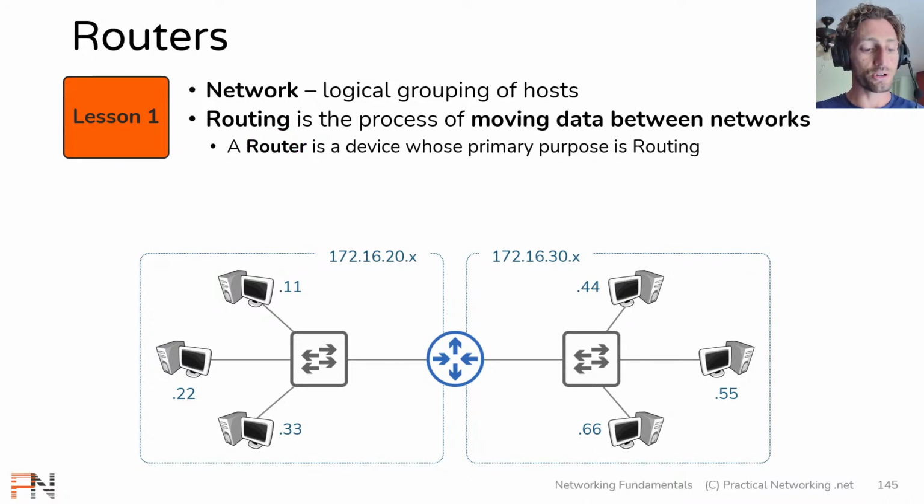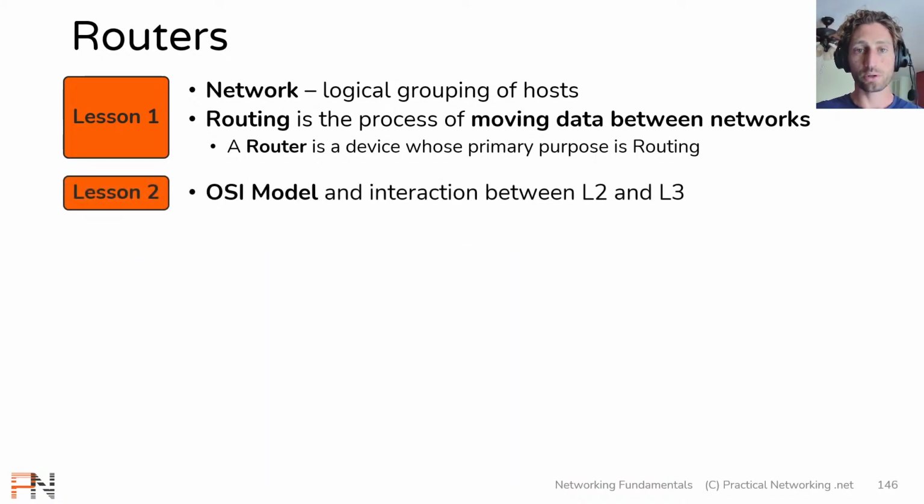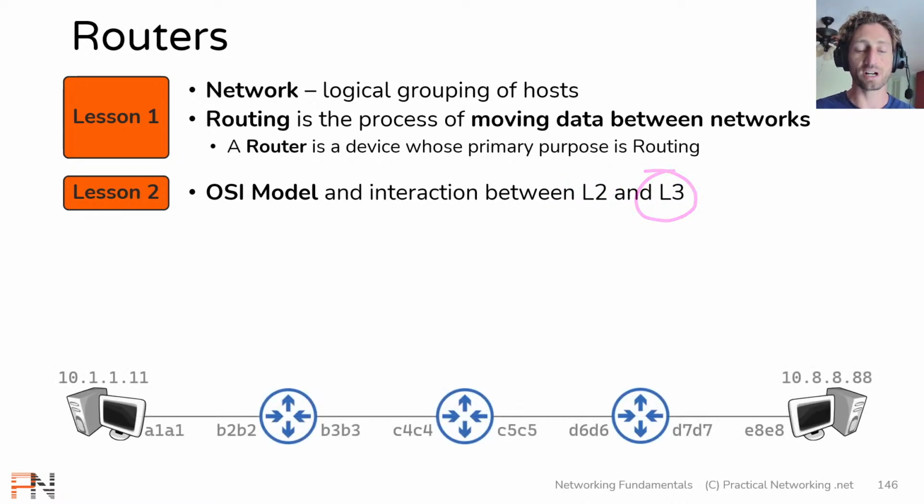In any case, that's all the stuff we covered in Lesson 1. In Lesson 2, we discussed the OSI model, which is the framework for understanding how data moves through a network. Specifically, the important part to understand with Lesson 2 was the interaction between Layer 2 and Layer 3. We taught that by showing you an example of this host sending some data to this host. The way it did so is by adding a Layer 3 header to that data, which included a source IP of the sending host and a destination IP of the receiving host.